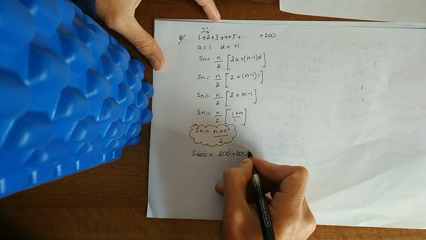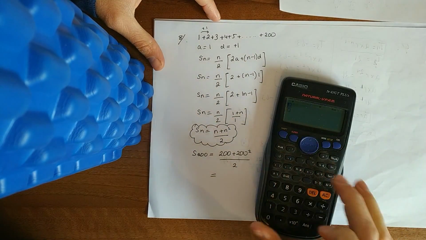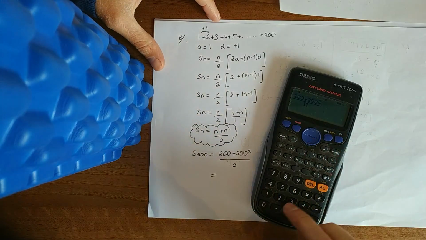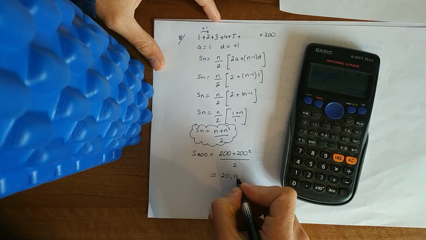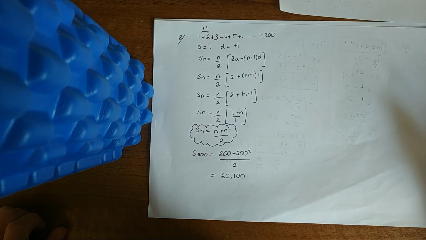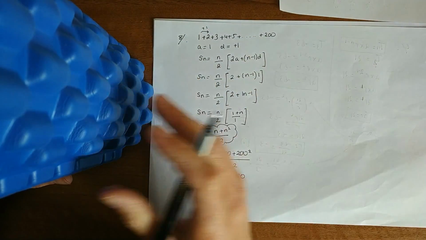So first 200: 200 plus 200 squared over 2. This is the one I had written on the side of my book, but the answer was wrong at the back. 200 plus 200 squared over 2 is 20,100. Oh yeah, looks a wee bit tough.